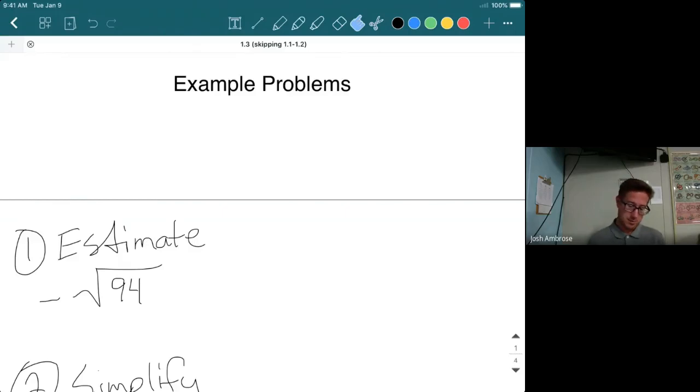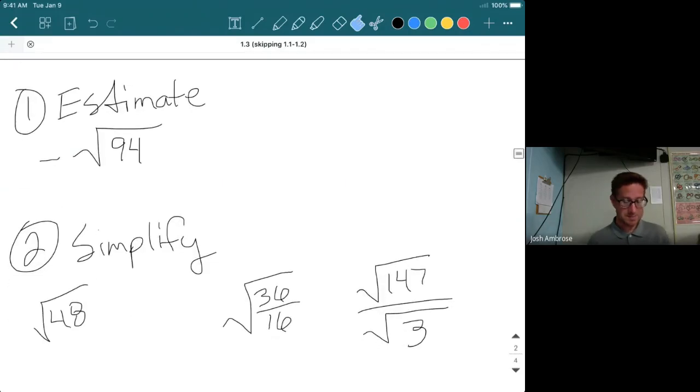Let's do some example problems right here. The first one says estimate negative square root of 94. Because there's a negative sign in front of the radical, your answer is going to be negative. If there's not a negative sign in front of that radical, then your answer should have a positive and a negative representation, because you don't know which one it actually is. But in this case, we have a negative.